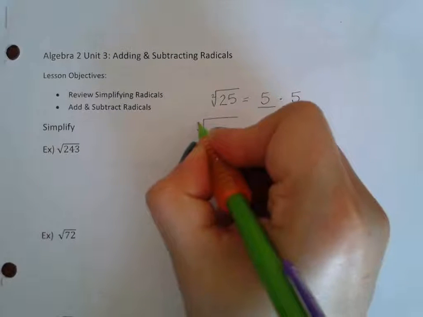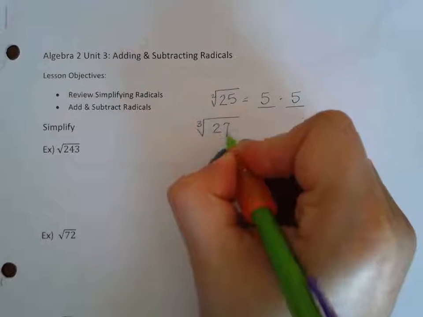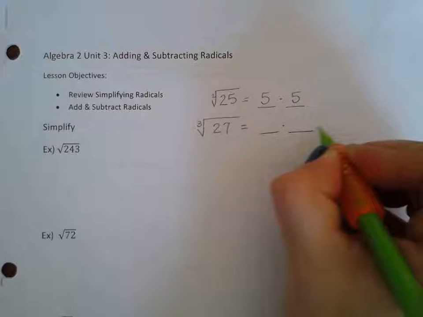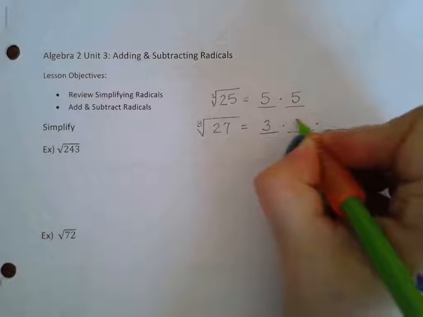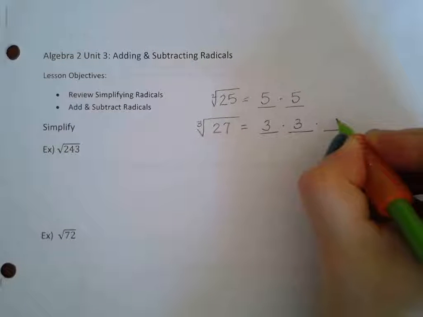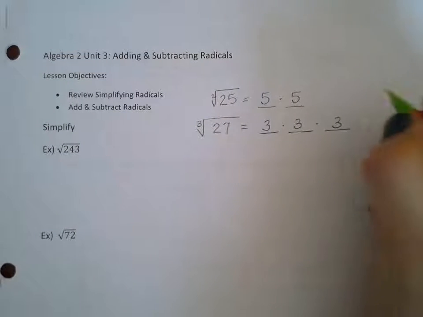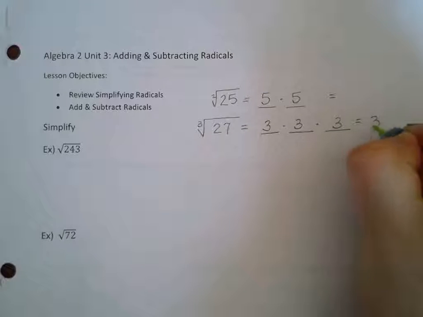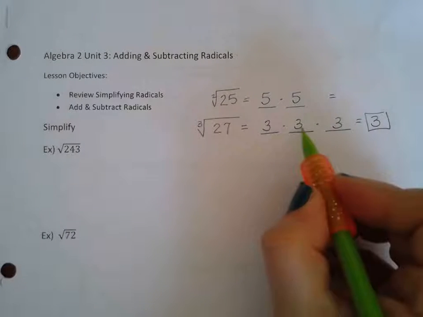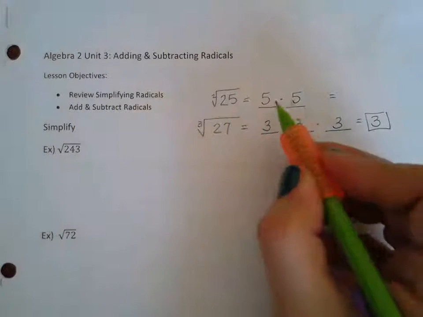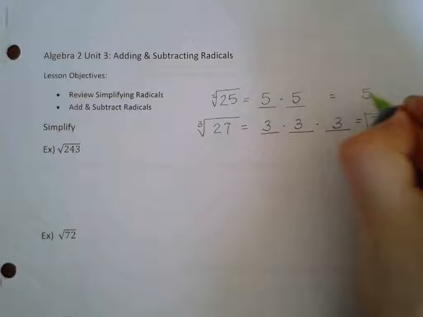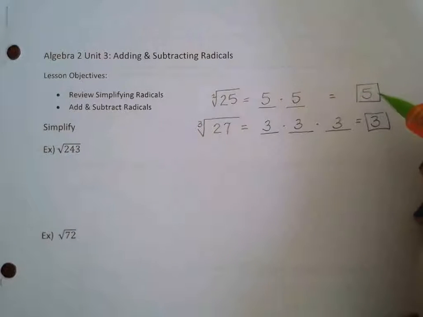If you were trying to do the cube root of, say, 27, then that means you'd be looking for 3 of the exact same thing. And so if we go through all our times tables and think about it for a little while, we can come up with the number 3. 3 times 3 is 9. 9 times 3 is 27. So the cube root of 27 is 3. We found 3 things that were identical that give you 27 when you multiply them. For 25, we found 2 things that were identical, and so the square root of 25 is 5.